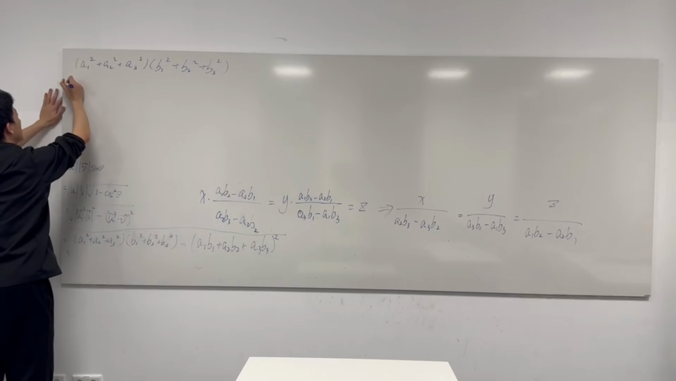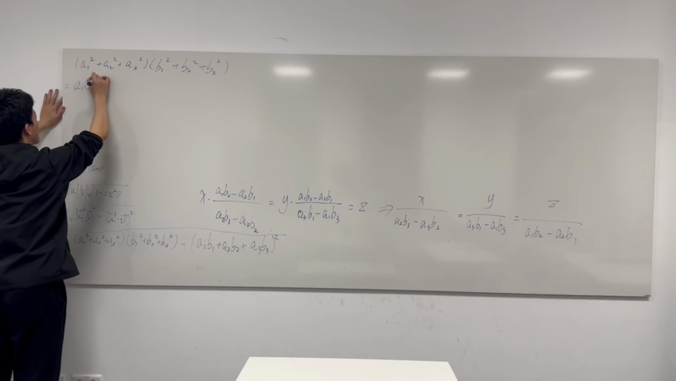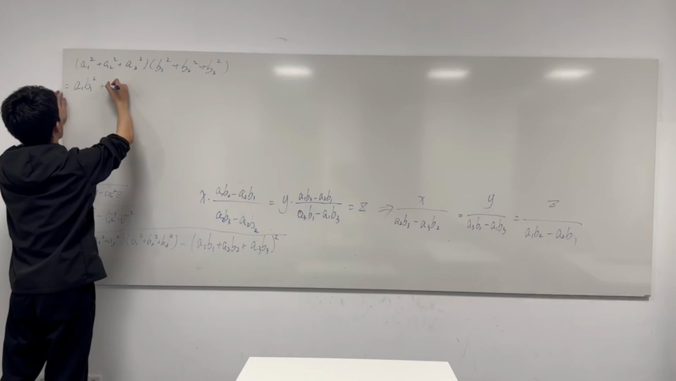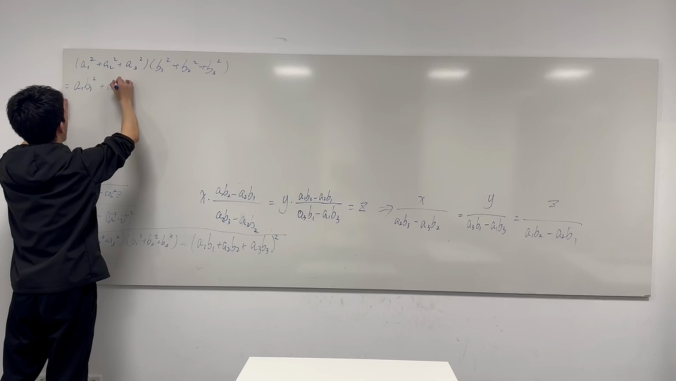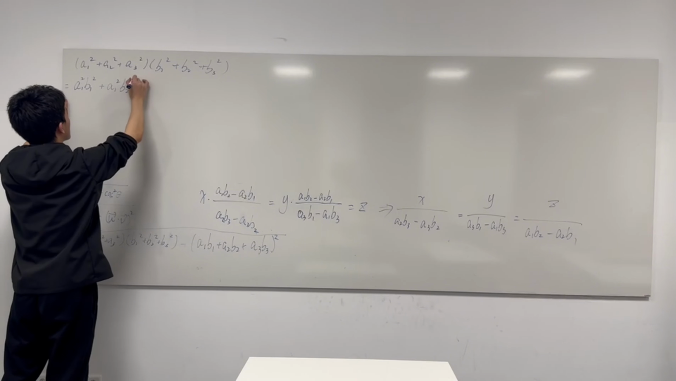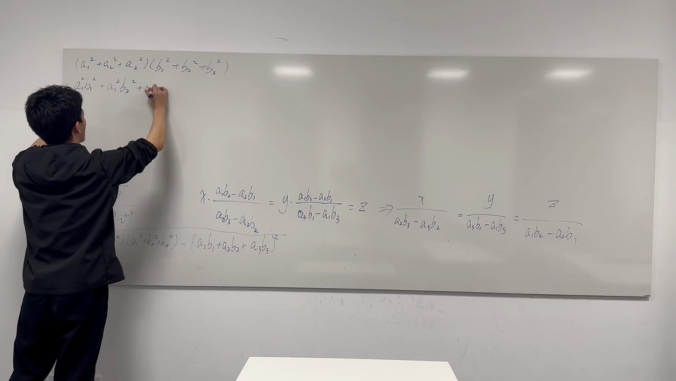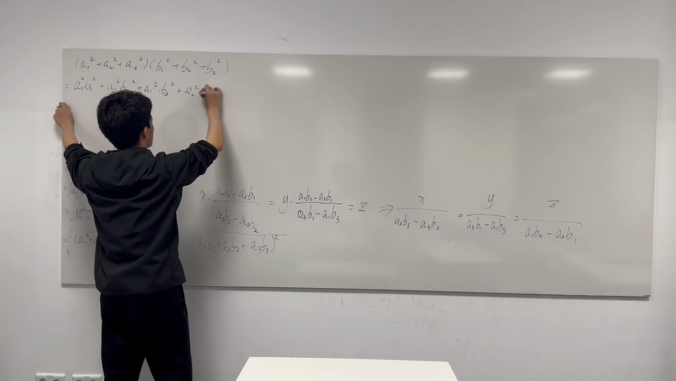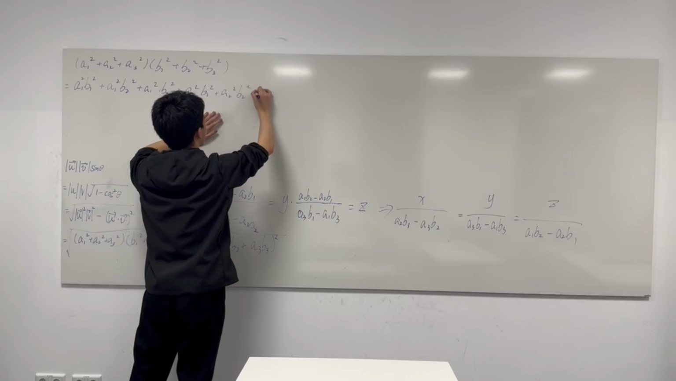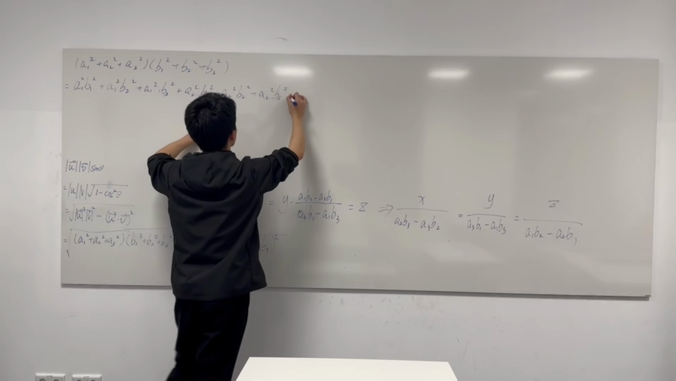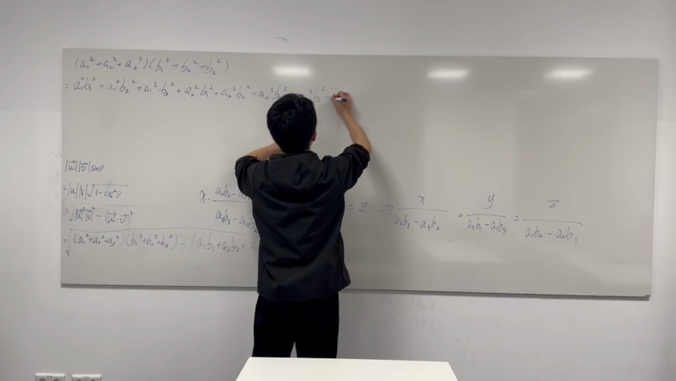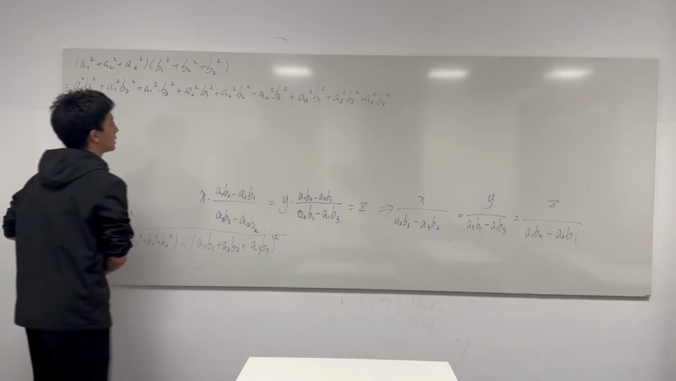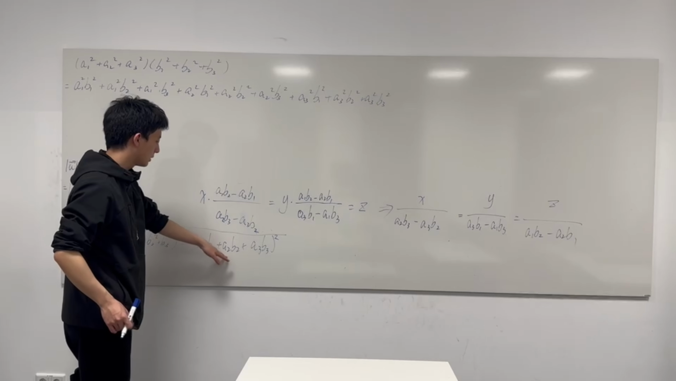This we will get a1 b1 square plus... a1 square b1 square, a1 square b2 square, a1 square b3 square, a2 square b1 square, a2 square b2 square, a2 square b3 square, plus a3 square b1 square, a3 square b2 square, a3 square b3 square, like that. We get 9 terms.